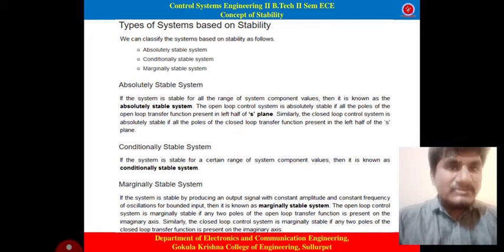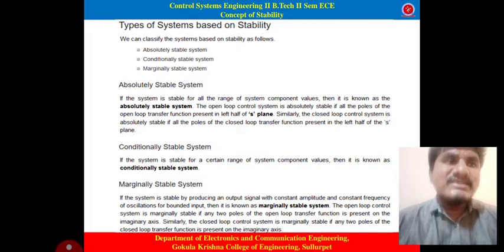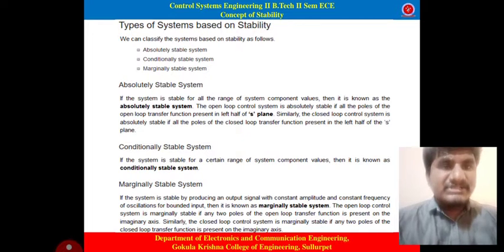But for a marginally stable system, the output will not become zero. It will stay between two bounded values. For example, the output may be between 0 and 1, or between minus 1 and 1, which is a sinusoidal signal. If a system is producing a sinusoidal output, we may treat that as marginally stable.